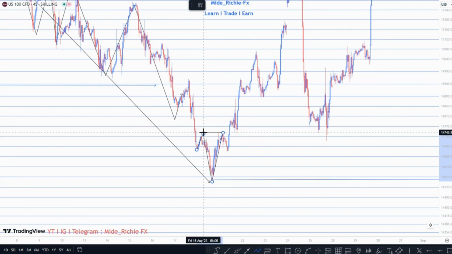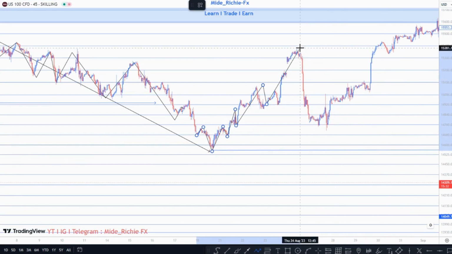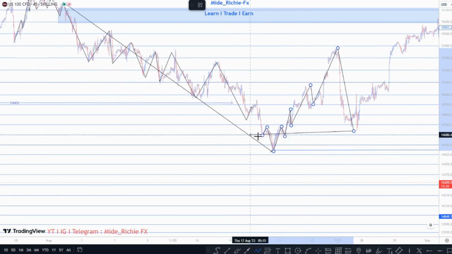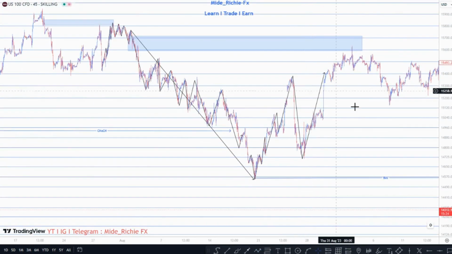Okay, so you guys can see that we had a nice internal change of character right here. Then the market retraced back a little bit, created another high, retraced, created another high, retraced, created a very significant high right here, then retraced. This one right here, I did call them liquidities, because the market was still very much bullish. So the market takes out the liquidities and then continues going bullish.